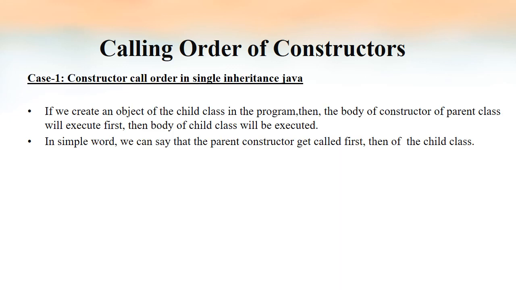First we will see the case of single inheritance. Single inheritance means for a class there will be only one parent class. So when we try to create an object of a child class, the parent constructor gets executed first, and then comes the child class constructor. We will see an example of this program.